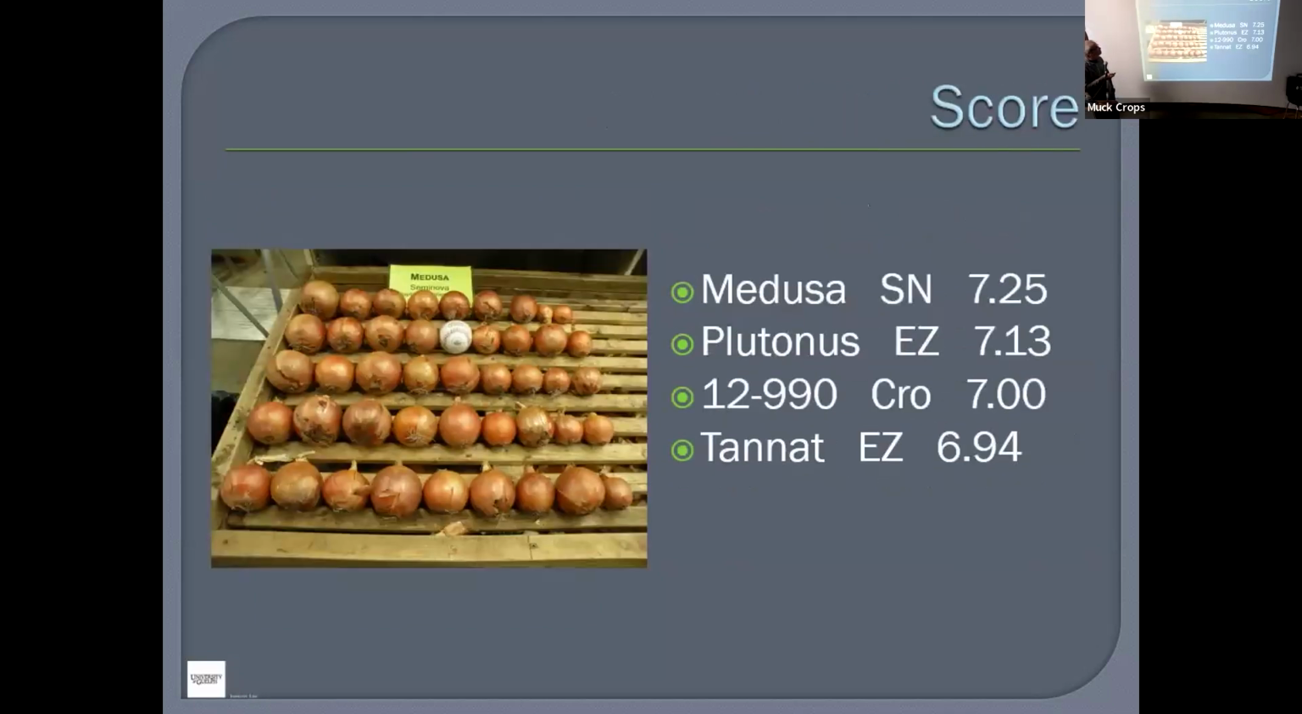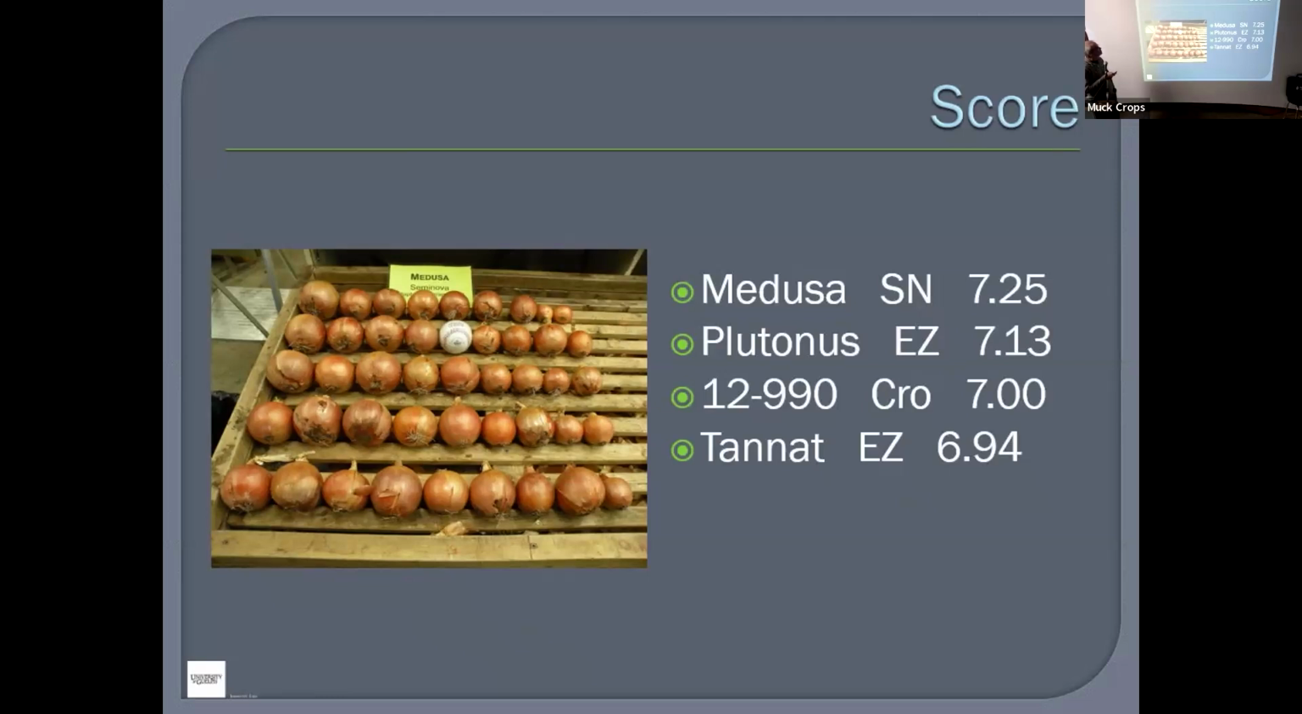And score-wise quality, this is kind of also a typical thing when we're doing our evaluation, just to give you a bit of an idea. We take the sample out, we size it into the categories, we do our counts, and then we lay it out on the table like this. Then we're looking at skins, neck finish, firmness, what type of shape it is, the uniformity.